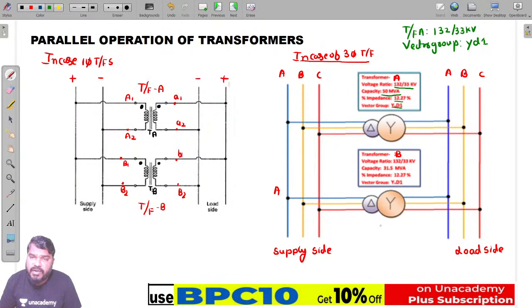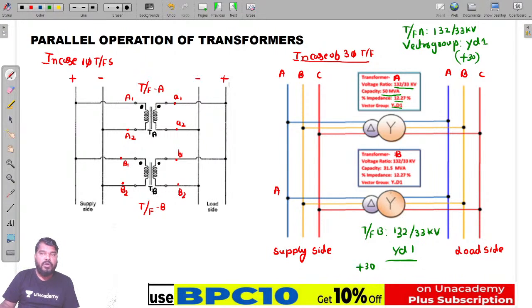Next, transformer B has a voltage ratio of 132 divided by 33 kV. Its vector group is also YD1, which means it is plus 30 degrees, and the other is also plus 30 degrees. So the phase displacement between these two transformers is equal to 0, so you can connect these two transformers in parallel. Okay, Pawan, what's your question?